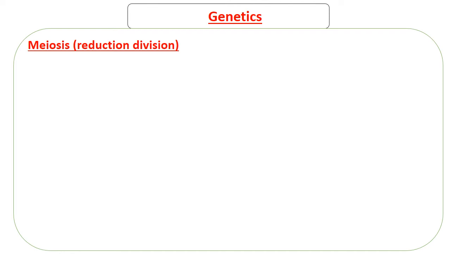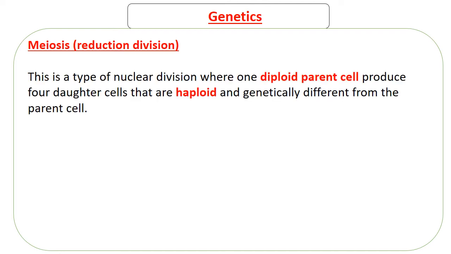Next, we go to meiosis, which is also called reduction division. It is called reduction division because the number of chromosomes is reduced by half. In short, if you have a diploid cell and it undergoes meiosis, it's going to produce haploid cells. This is a type of nuclear division where one diploid parent cell produces 4 daughter cells that are haploid and genetically different from the parent cell.